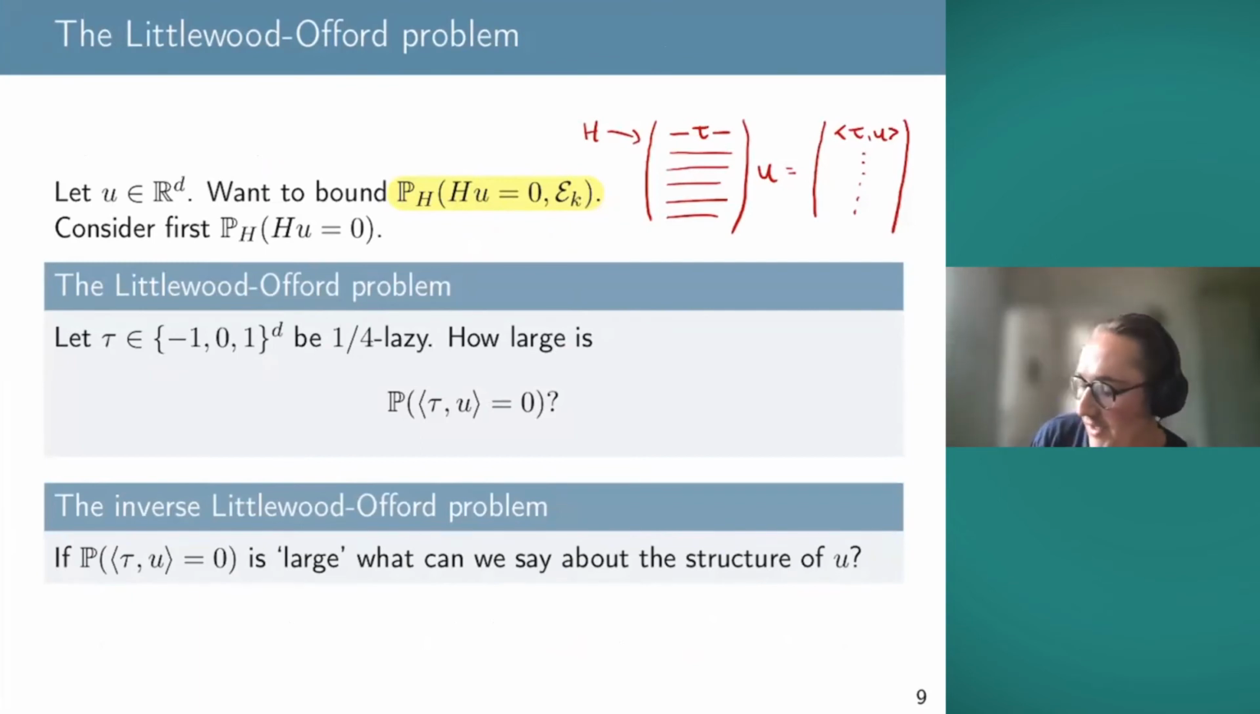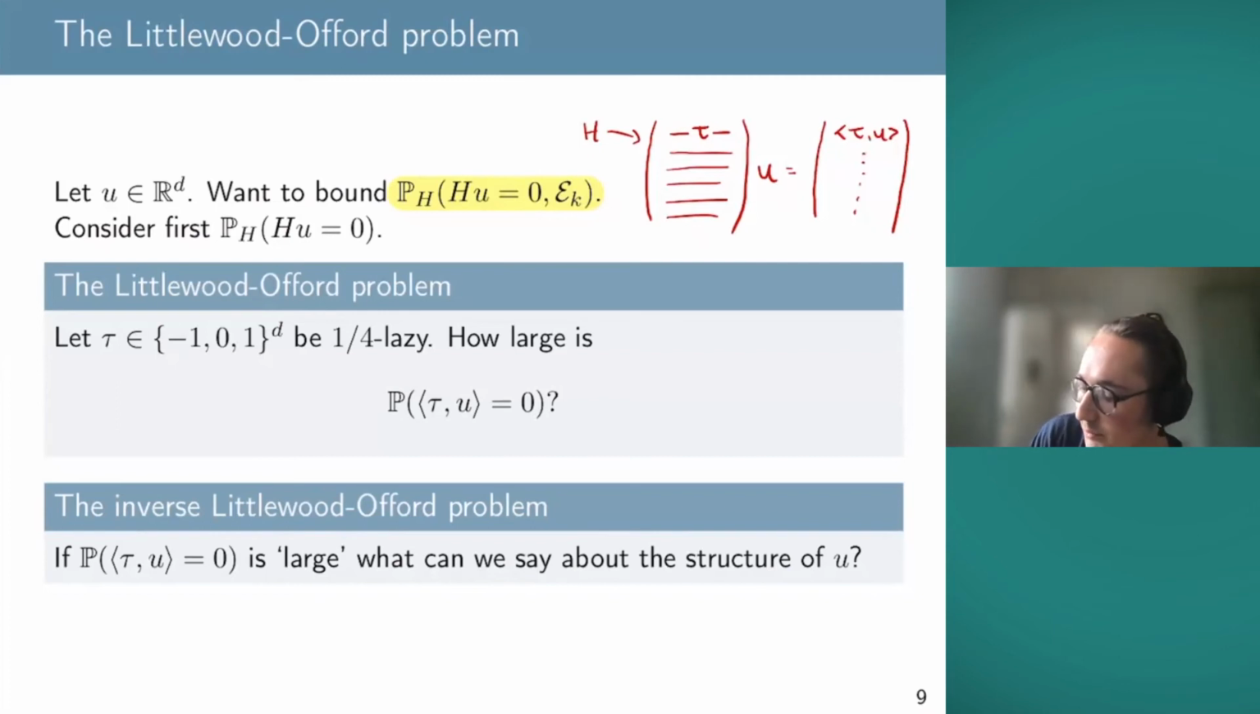So let me just first be less ambitious. Rather than trying to control these two events simultaneously, let me just think about this event. So here's a fixed U. What's the probability that HU equals 0 with a random H? For this, just think about one row of H and think about what HU is. If I call one row of H tau, the first entry is going to be the inner product of tau and U.